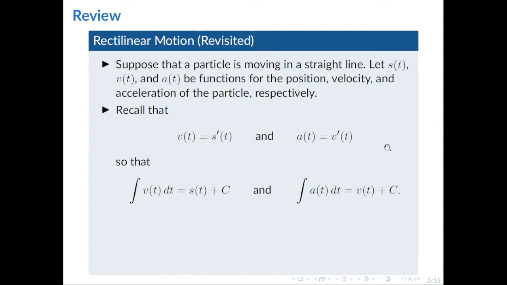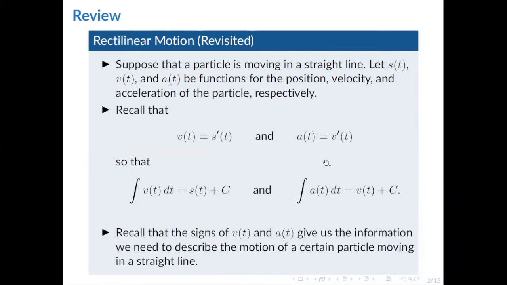So that the integral of V of t dt is equal to S of t plus c, and the integral of A of t dt equals V of t plus c. Recall that the signs of V of t and A of t give us the information we need to describe the motion of a certain particle moving in a straight line.